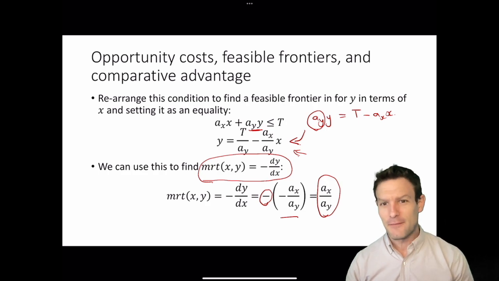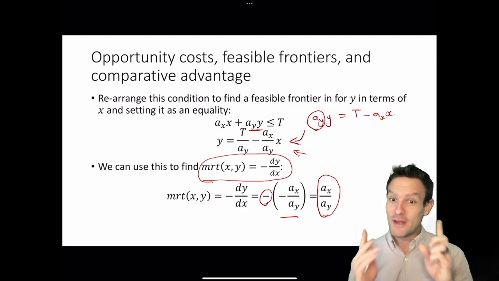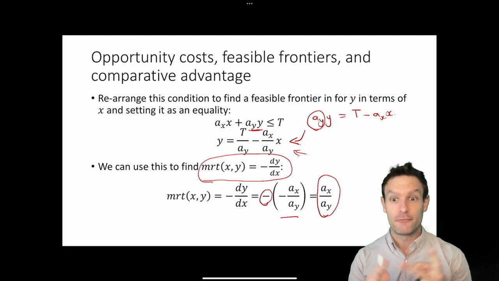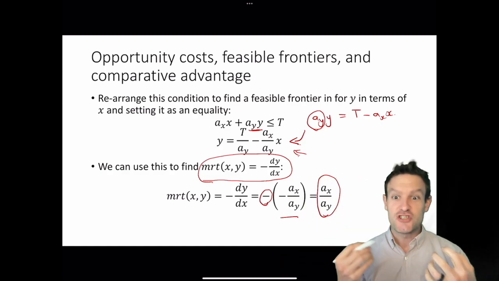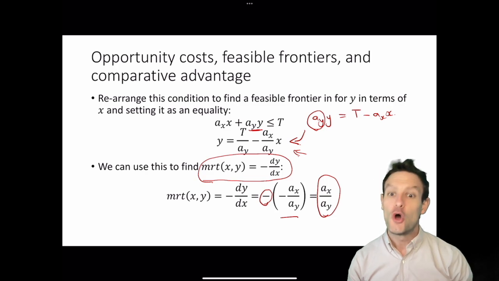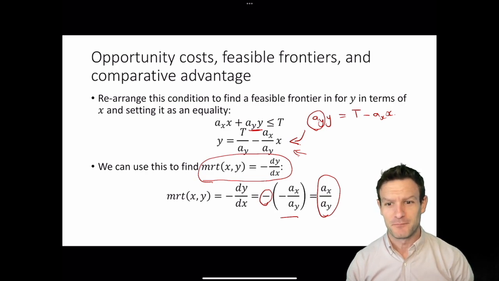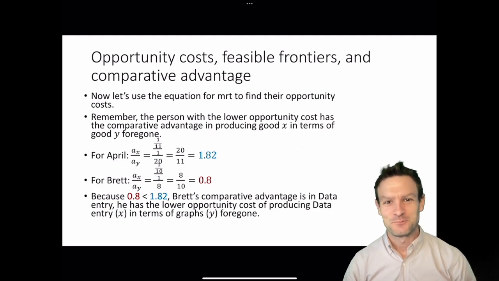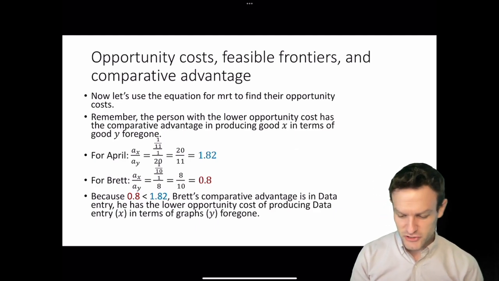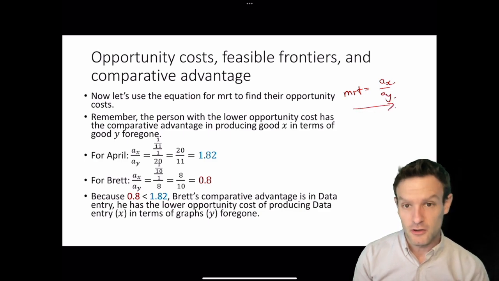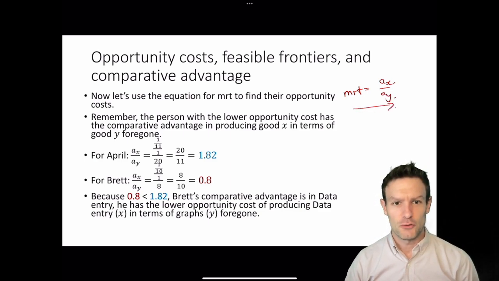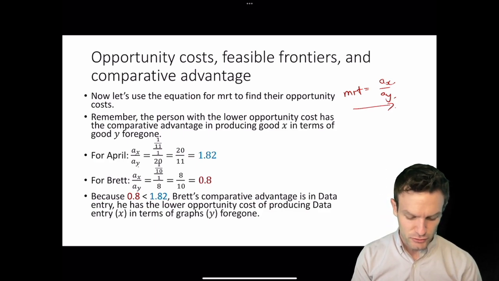Okay, so now having found that number, what can we do? We had AX and AY for both April and Brett. We can substitute those numbers in to find the marginal rate of transformation, or the opportunity cost, for each of them. So let's look at that now. Using that equation, and just a reminder, we said that MRT equals AX over AY, and that is our opportunity cost.